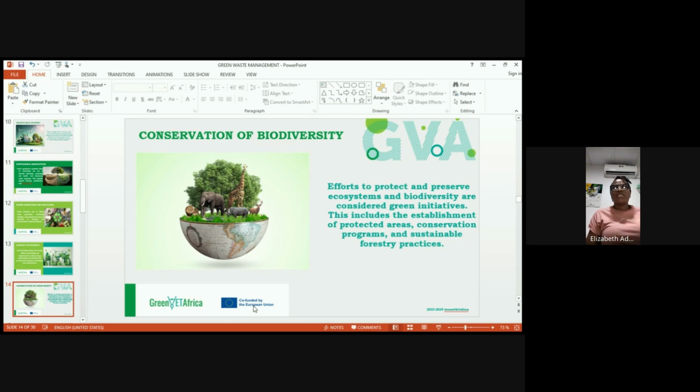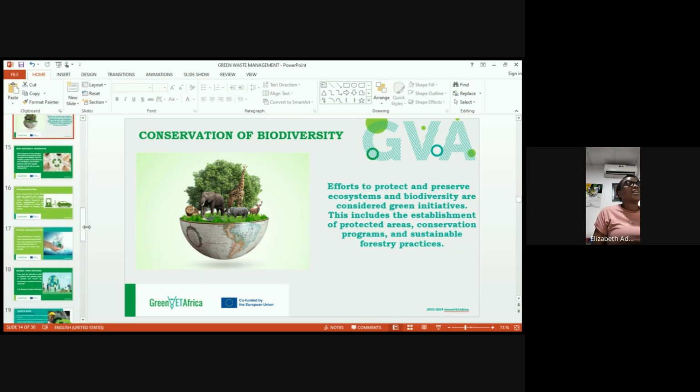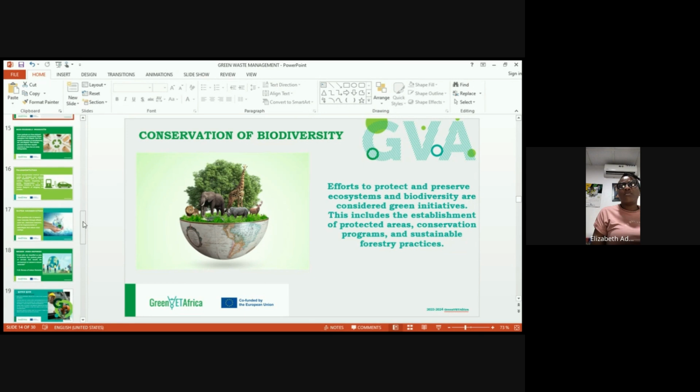So for us to achieve this, we must be looking at areas that can be preserved, where nature can be preserved, and we're not considering all wild animals as bush meat, thereby making all of this go into extinction.